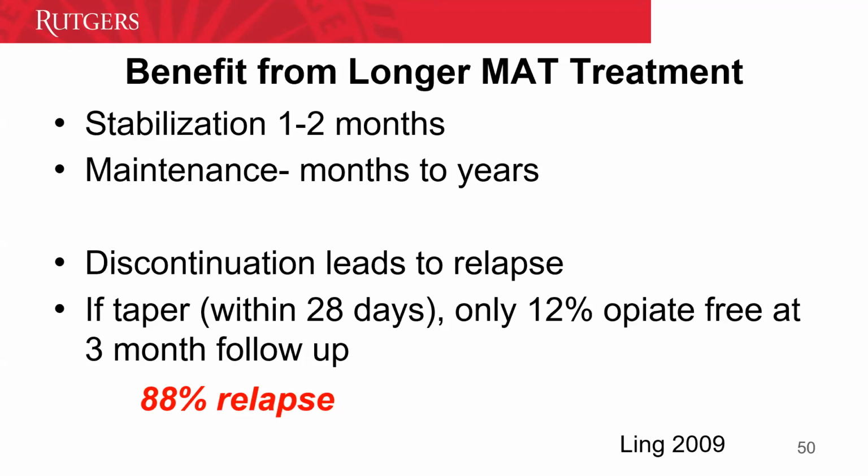There are benefits from longer medication-assisted treatment: you see stabilization in 1 to 2 months and maintenance from months to years. Many patients only want to be on medication to detox, but the longer use of medication-assisted treatment is associated with much better outcomes. One study showed that at 3 months of follow-up, 88% of patients relapse into opioid use if medication-assisted treatment is tapered in the first month. So, again, it shows how important it is to stay on the medication-assisted treatment. You have much better outcomes. Otherwise, if it is tapered too early in the first month, there's an 88% relapse rate.